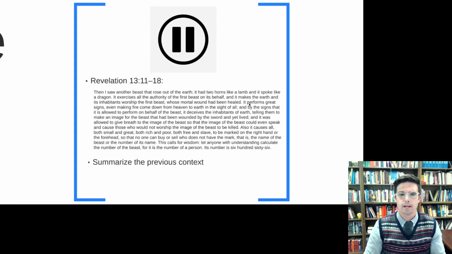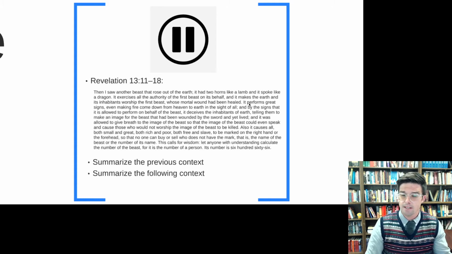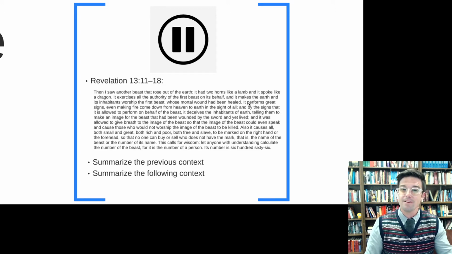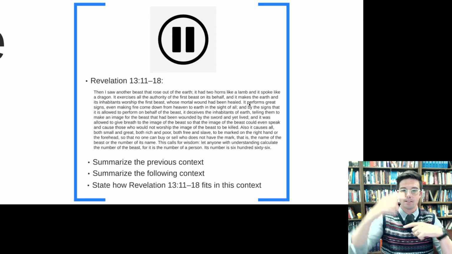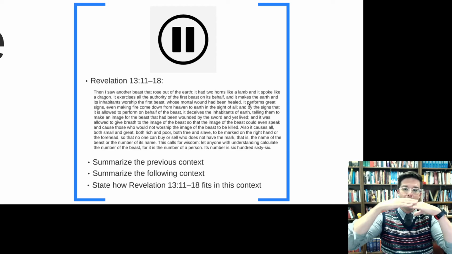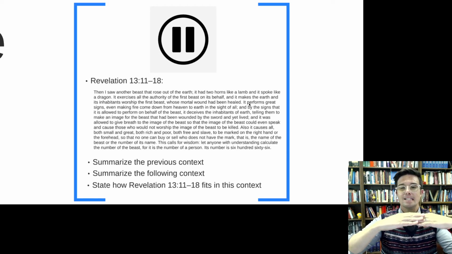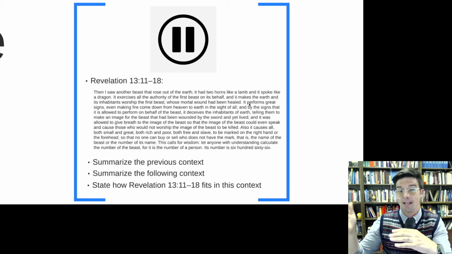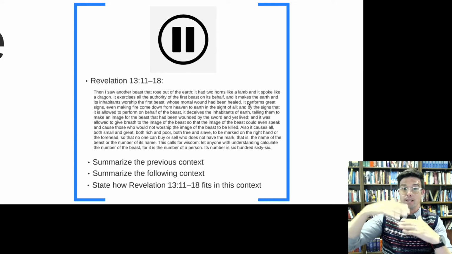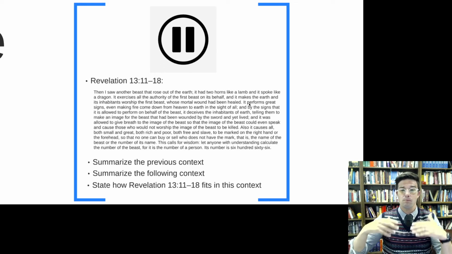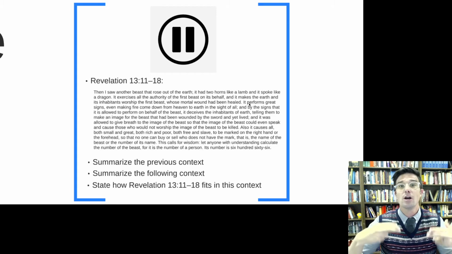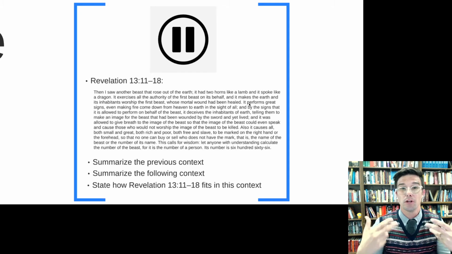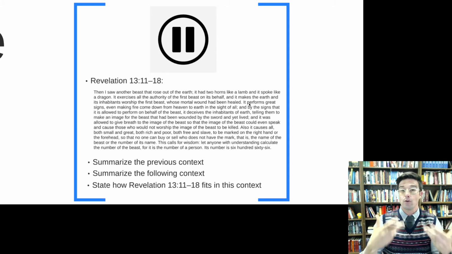So what I want you to do in this lecture pause is summarize the previous context, and I want you to write these things down either digitally or in your notebook. Summarize the previous context, summarize the following context. So we're thinking previous, following, and then how your particular passage fits into that context. And if you can write in a sentence or two, this is how Revelation 13:11-18 fits in this context, what it's doing there, that being able to clearly articulate something like that goes a really long way to helping your thinking, but also as you go to write a paper, to clearly articulating how you are interpreting a passage.